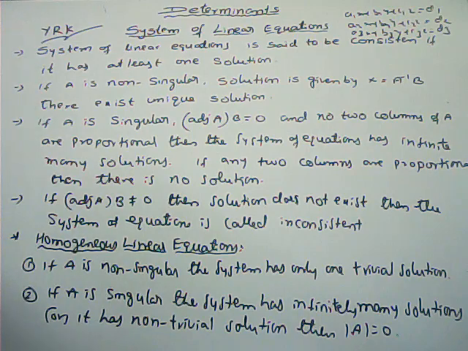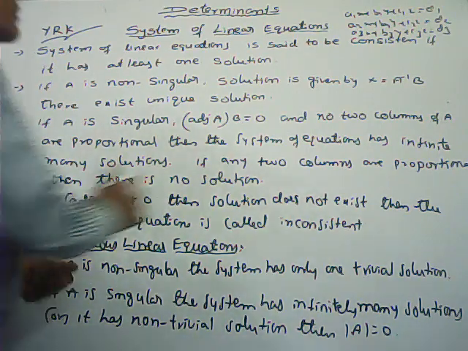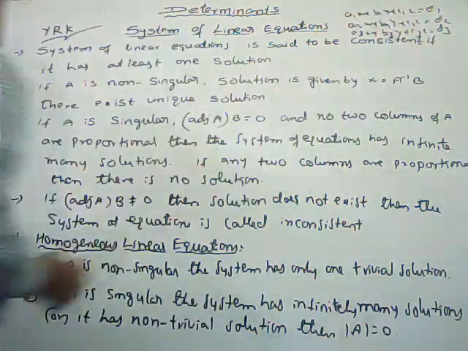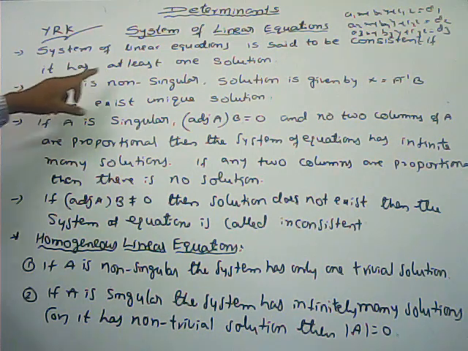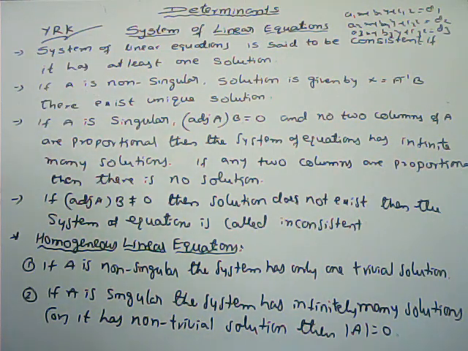The system of linear equations is said to be consistent if it has at least one solution. If a solution is there, we say consistent. If there is no solution, it is inconsistent. If a solution is there, either unique or infinite, the system of equations is said to be consistent. If there is no solution, the system of linear equations is said to be inconsistent.